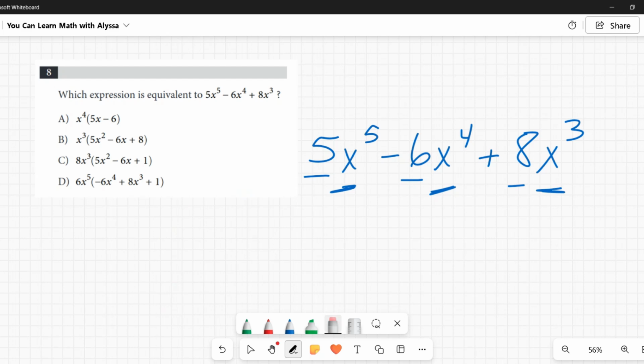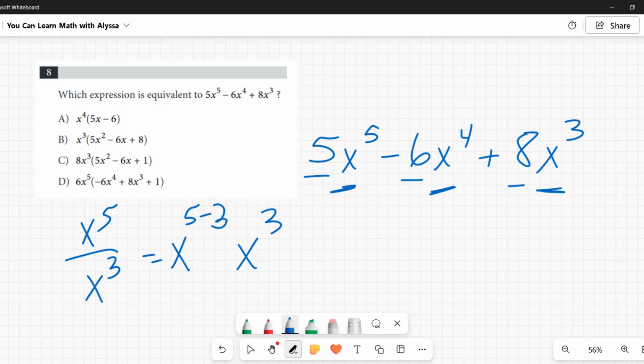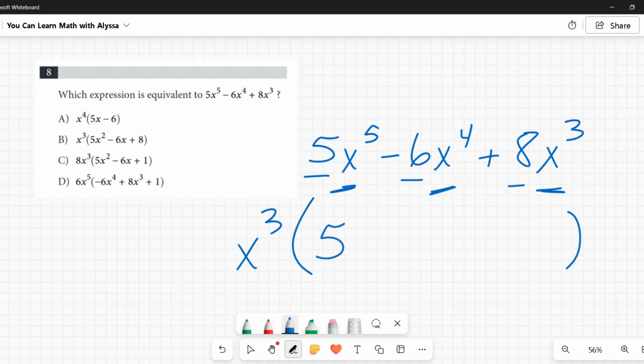And when you divide exponents, you subtract. That's one of our exponent rules. So x to the 5th divided by x cubed is x to the power of 5 minus 3, or x squared. That's how that works. It's one of our exponent rules that we definitely want to know before we take the SAT. So that 5 stays there. X to the 5th, 5 minus 3 is x squared.